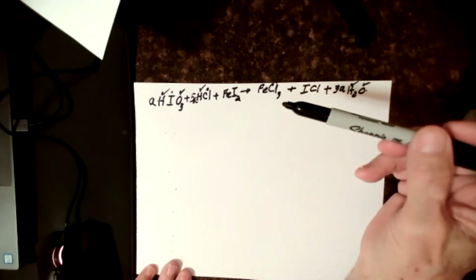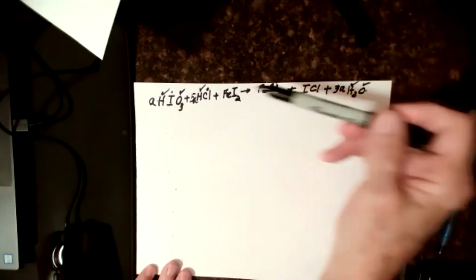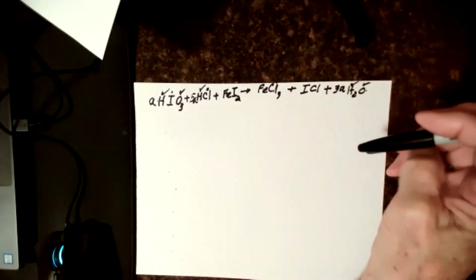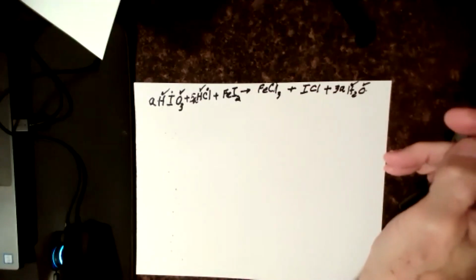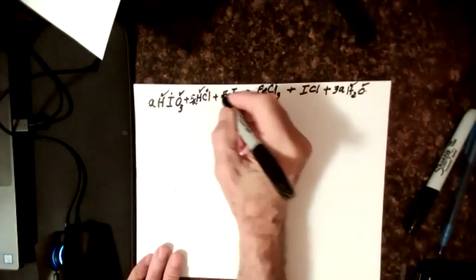Can I do iodine? No, I need a coefficient here and here. So I can't do any of the elements that are dotted with the A variable. What do I do next? That's right, I go to B and I balance something that's not dotted, and that would be iron.